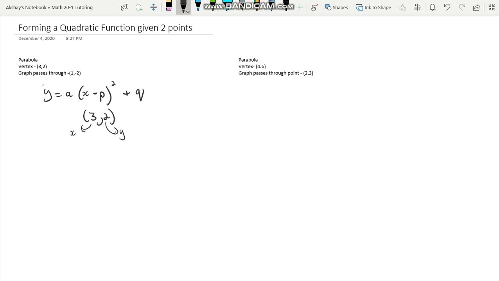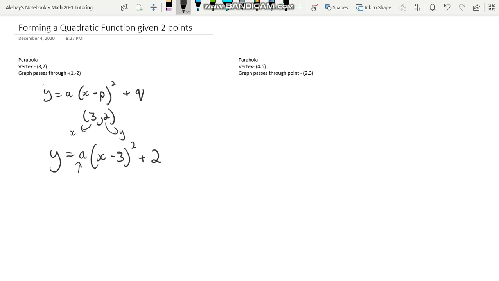Now what we know about the vertex form is that the p represents the x coordinate of your vertex, and your q represents the y coordinate of your vertex. So now knowing that, I know p is equal to 3, so I replace p with 3, and of course it's squared. And I know my q is the y value of my vertex, which is 2, so I'm going to write 2. Now we've got everything we need for our function except our a.